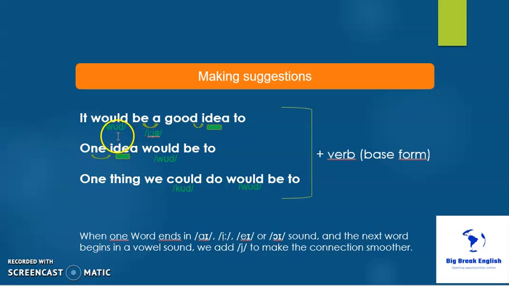And finally, just be careful with would. Make sure you don't pronounce the L. It doesn't actually sound. It's would. Okay, so altogether, it would be a good idea to.